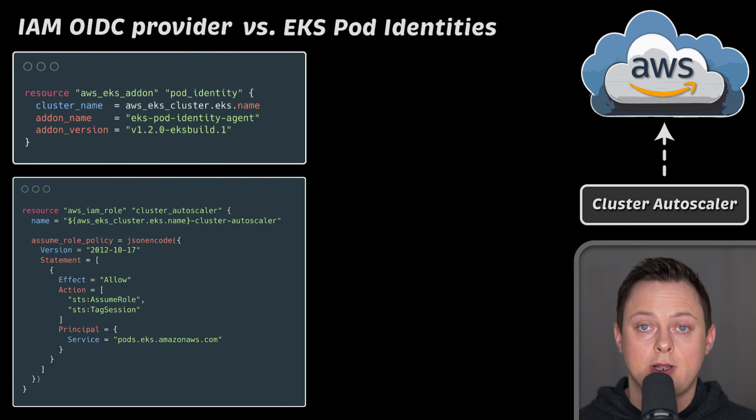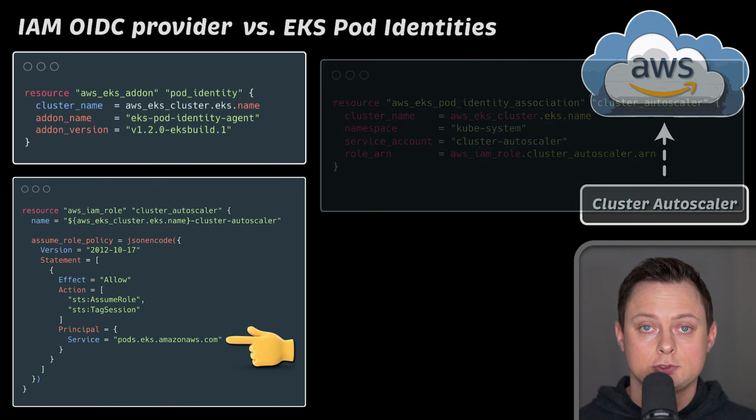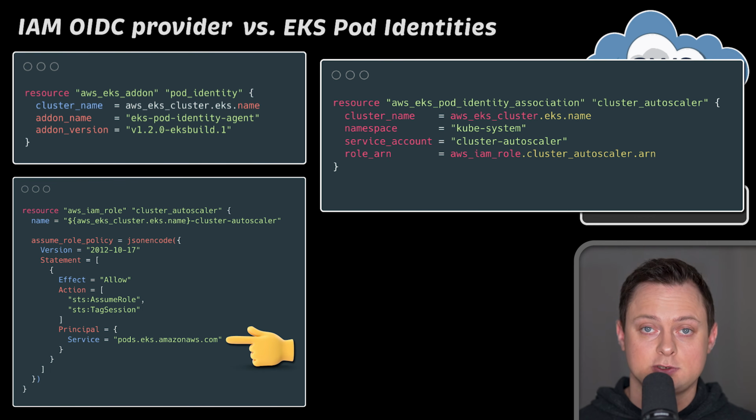You still need to create an IAM role for the Kubernetes service account, but for the trust, you use pods.eks.amazonaws.com. Also, to bind the IAM role with a service account, we don't use annotations anymore. Instead, you use the EKS API and the Pod Identity Association resource.